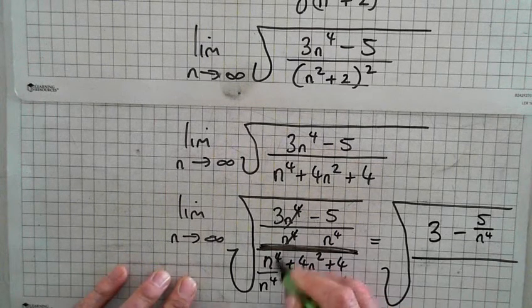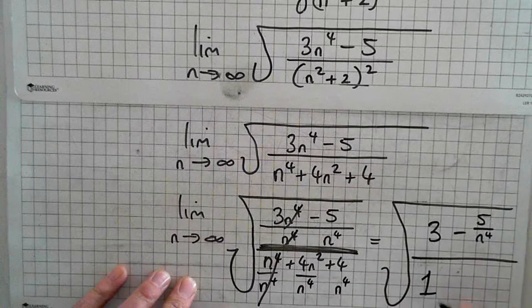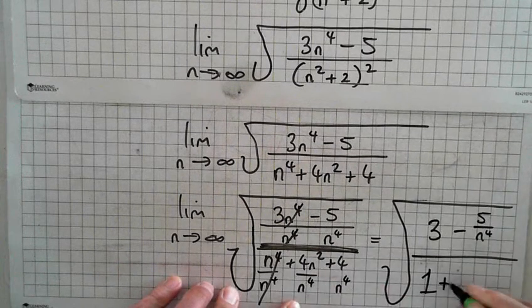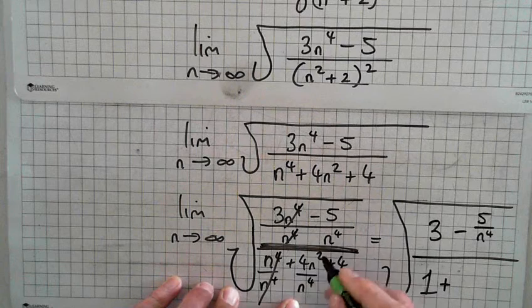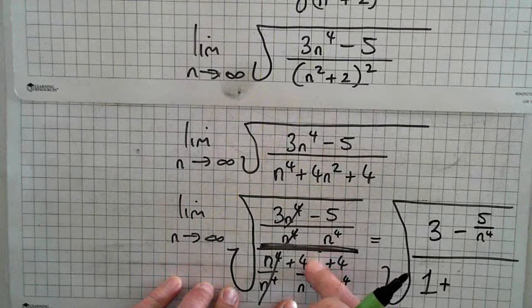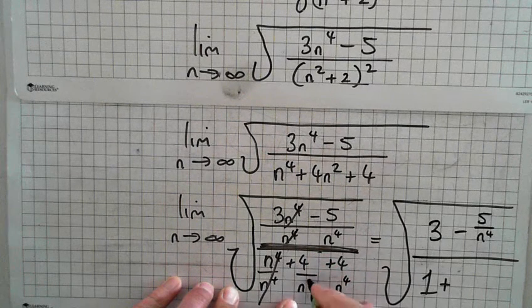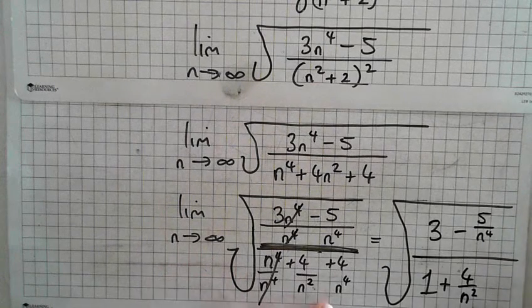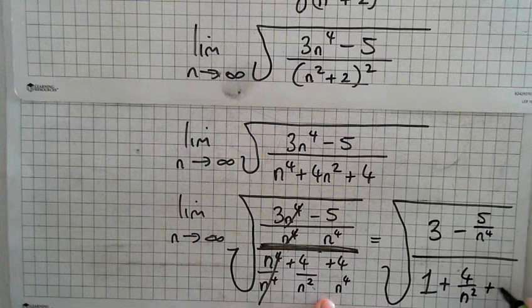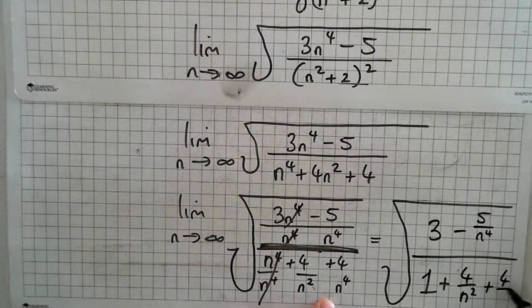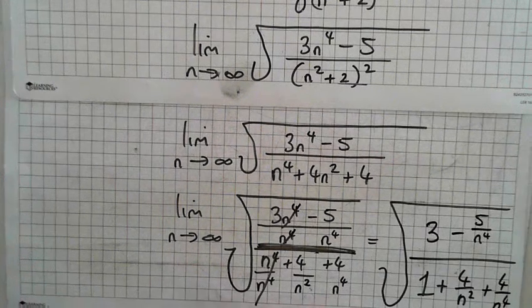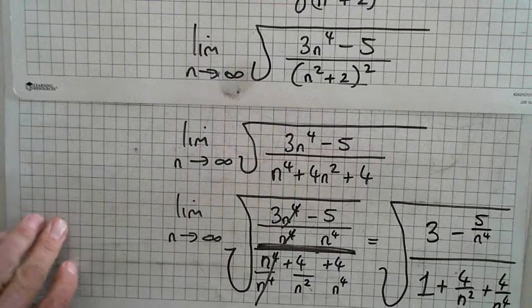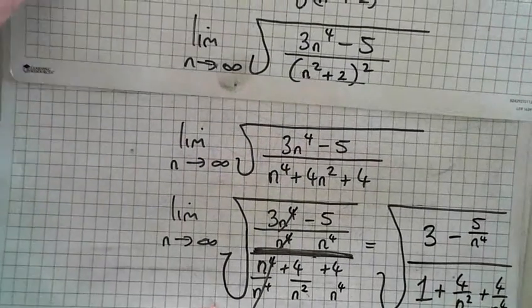Now n to the 4 divided by n to the 4 is 1 plus, we've got 4. What happens, you take away 2 n's there and you take away 2, you've got 4 over n squared, and over here you've got plus 4 over n to the 4. Next step is to use your limit.